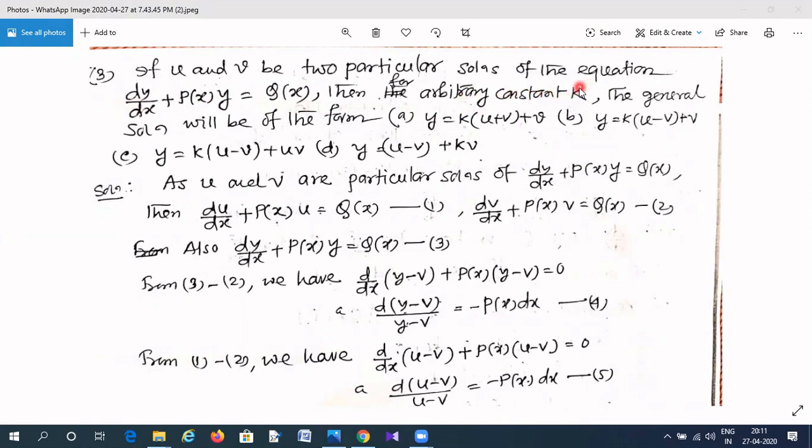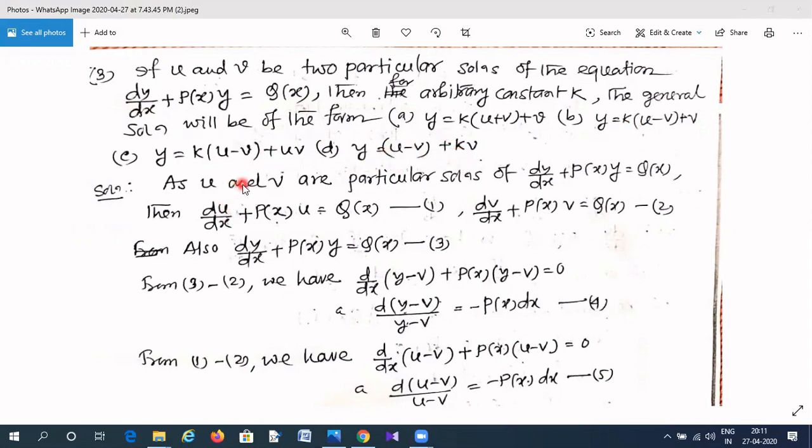Okay, so k is an arbitrary constant. The general solution of this differential equation will be of the form: option A, y = k(u + v). Option B, y = k(u - v) + v. Option C, y = k(u - v) + uv. And option D, y = (u - v) + kv.